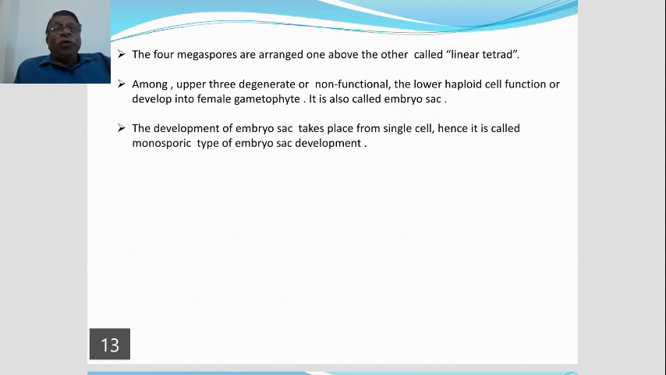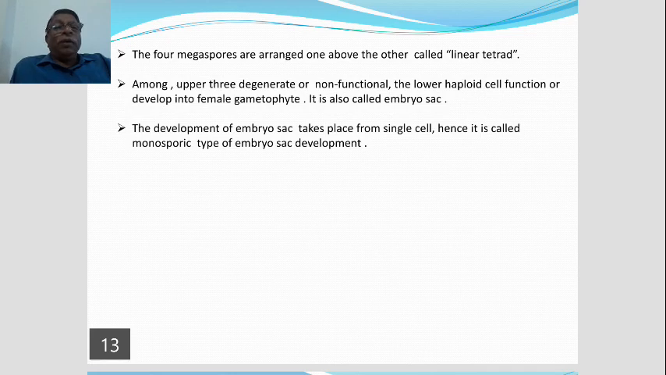When megaspore mother cell divides meiotically, that is first meiotic division, 2 cells are formed. This stage we call dyad. When second meiosis takes place, 4 daughter cells are formed. These are haploid and arranged in linear tetrad.